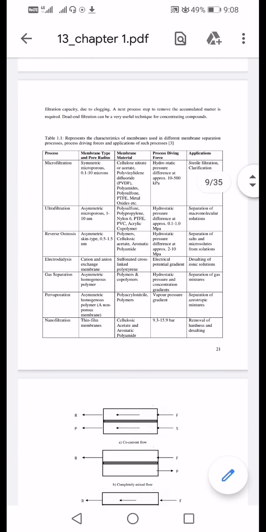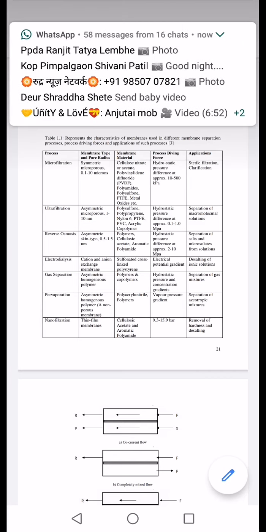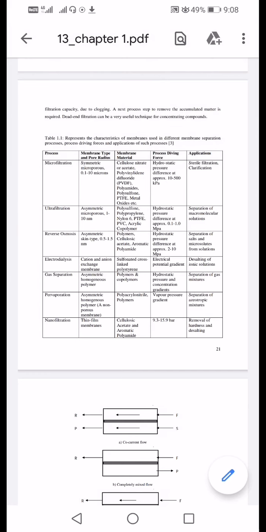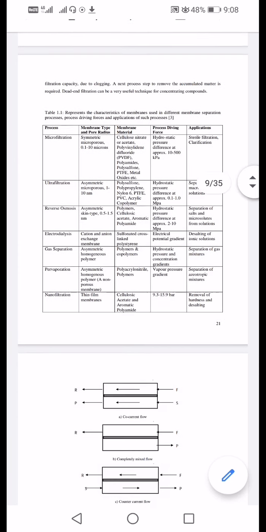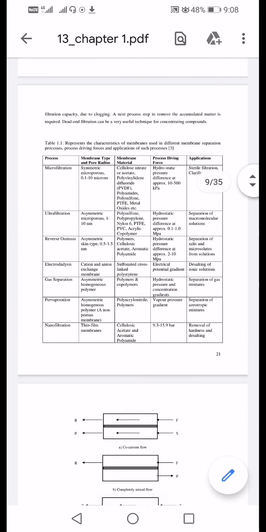Hello. So till now we have seen there are a lot of membrane separation techniques like microfiltration, ultrafiltration, reverse osmosis, electrodialysis, then nanofiltration, ion exchange process, then supercritical fluid extraction, then various techniques like by using membrane we can separate solid and gases also, like electrostatic precipitator.